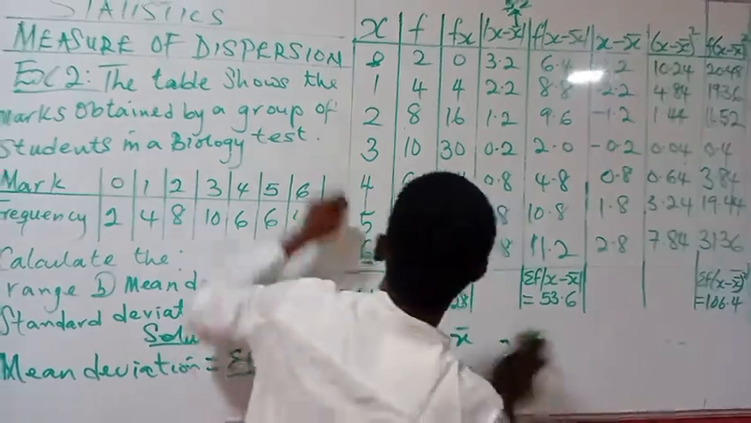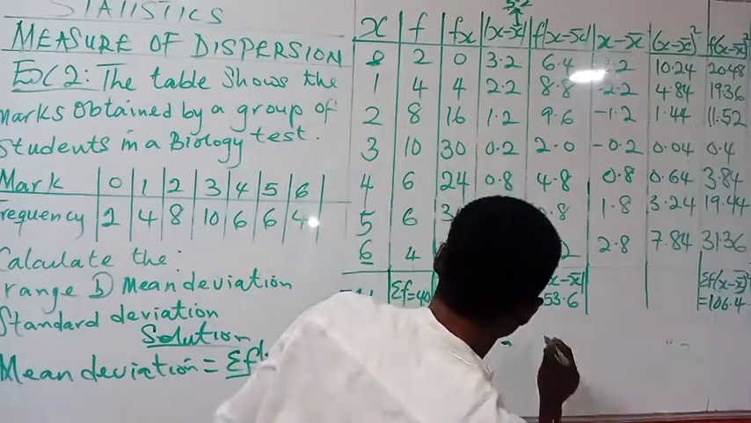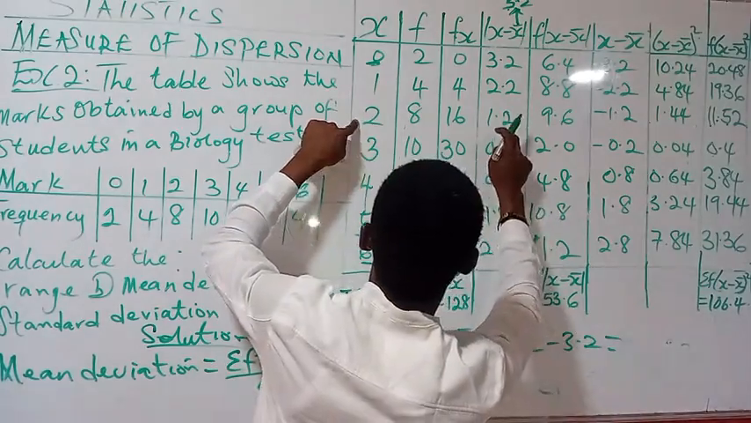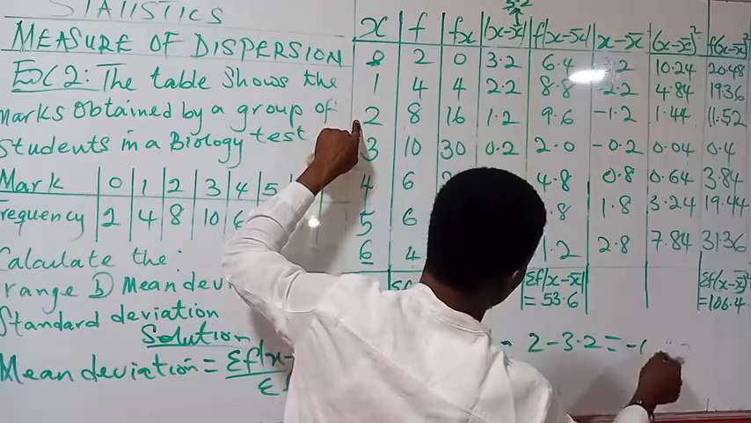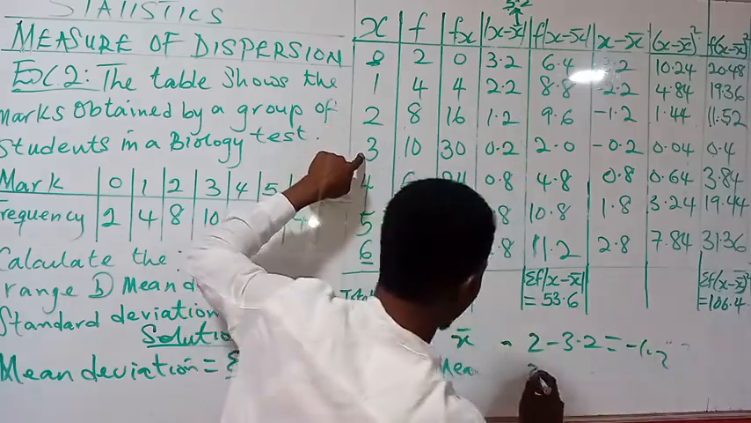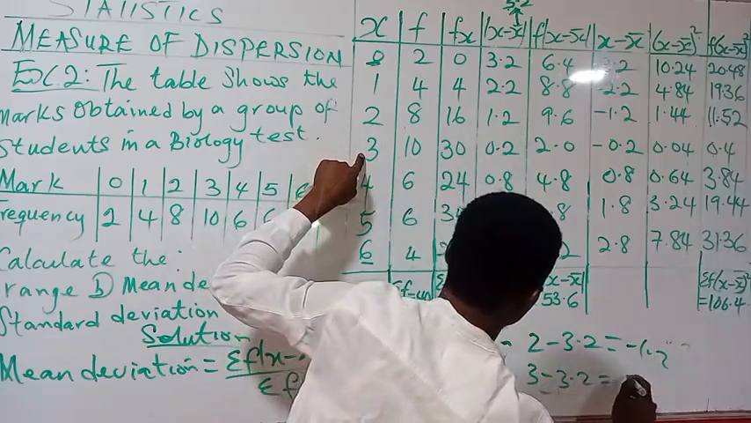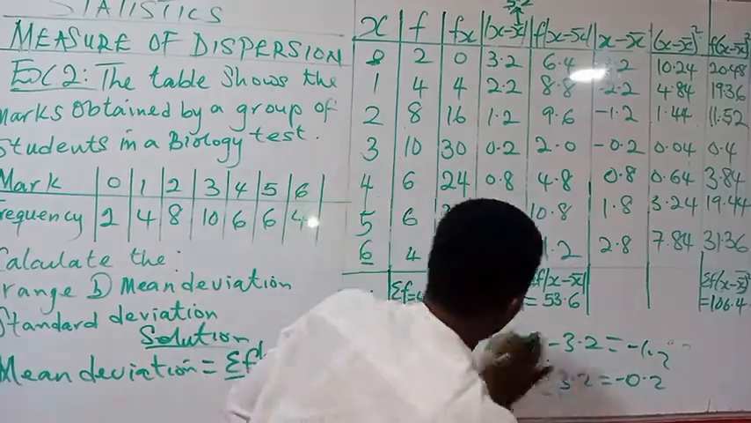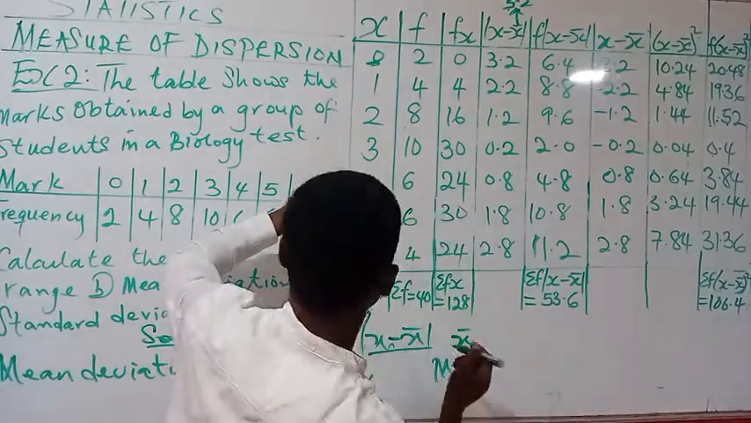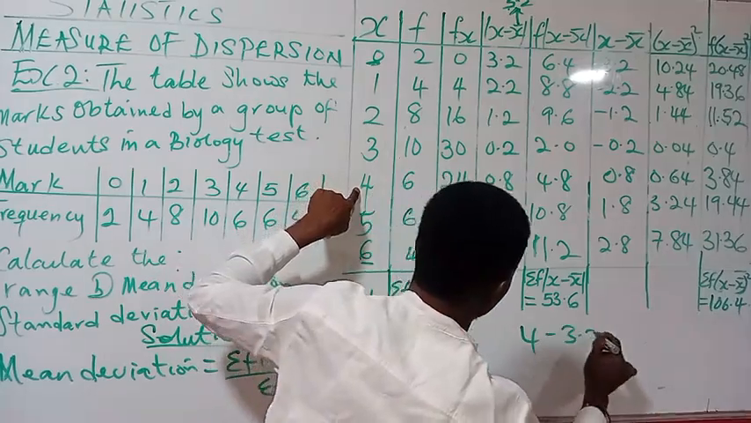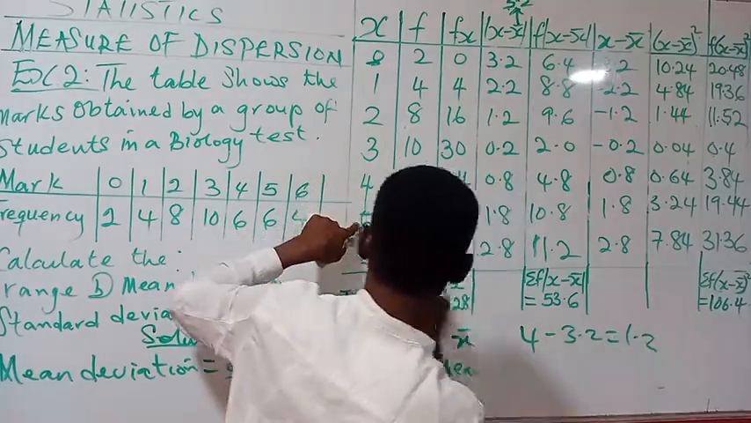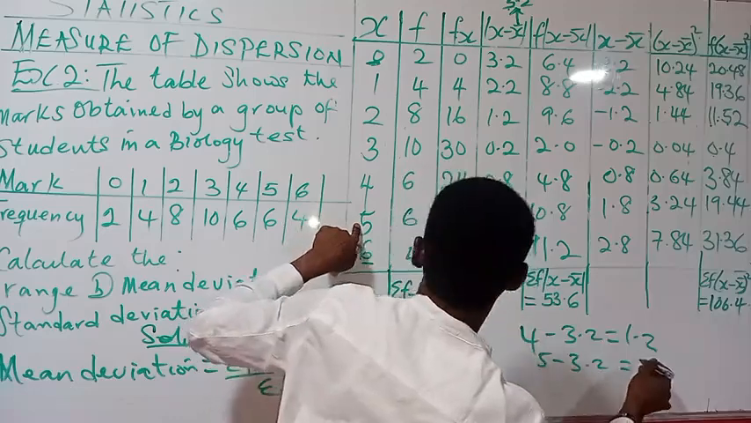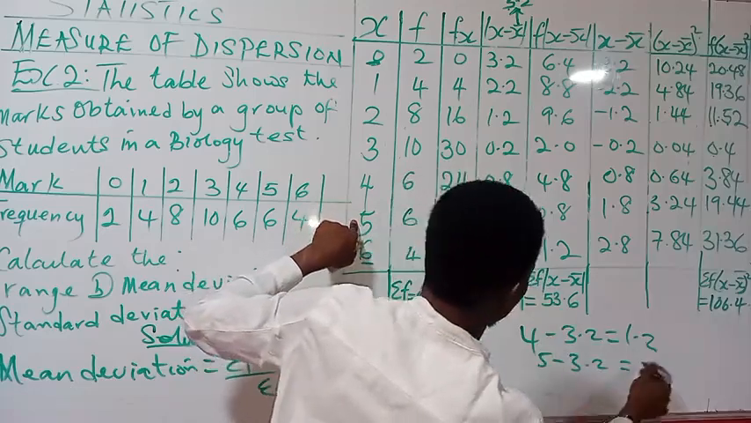Then another one is 2 minus 3.2, which gives you minus 1.2. Then 3 minus 3.2 gives minus 0.2. Then 4 minus 3.2 is equal to 0.8. Then 5 minus 3.2 is equal to 1.8.